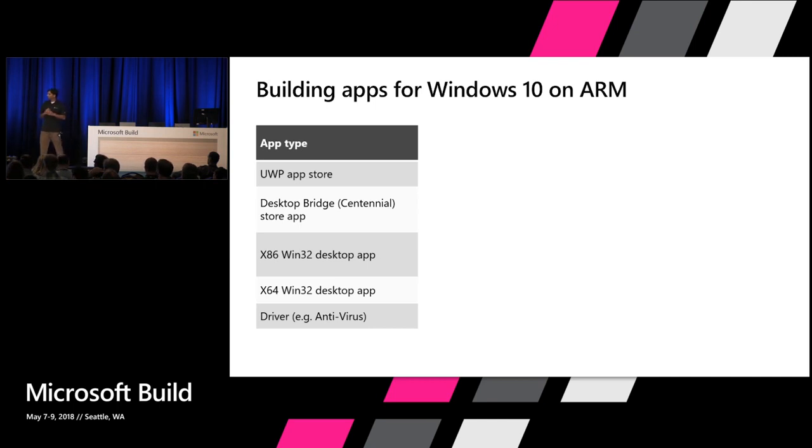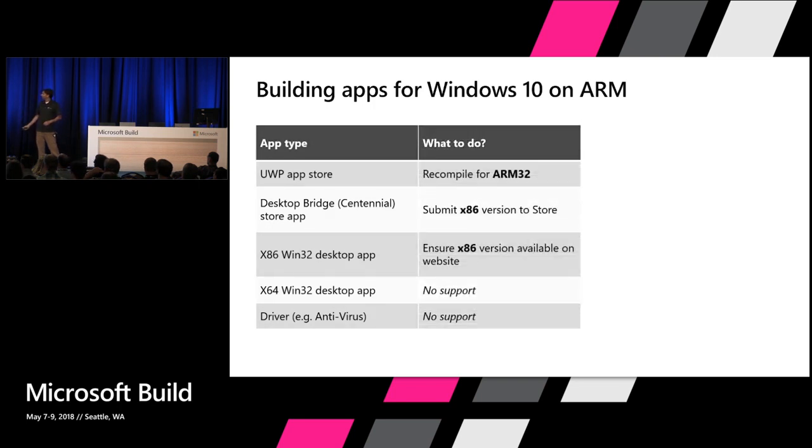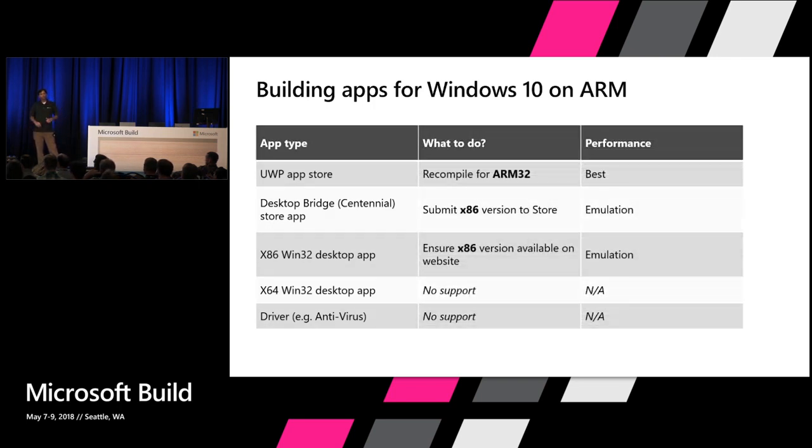And so when we first released Windows 10 on ARM in December with RS3, this was the situation, right? If you're a UWP app, you recompile to ARM, and you run natively. This is the golden path. It's simple, runs great, awesome. But if you're a Centennial app or an x86 desktop app, you run under emulation. And if you're a 64-bit app or a driver, we can't emulate them, and there is no support for those apps. So we got a lot of feedback around this, right? And it was a very planned decision. We knew that this is how we were going to do it.